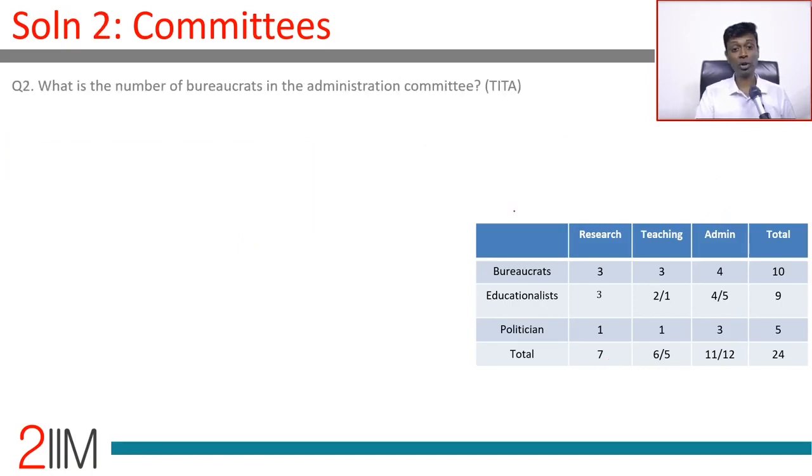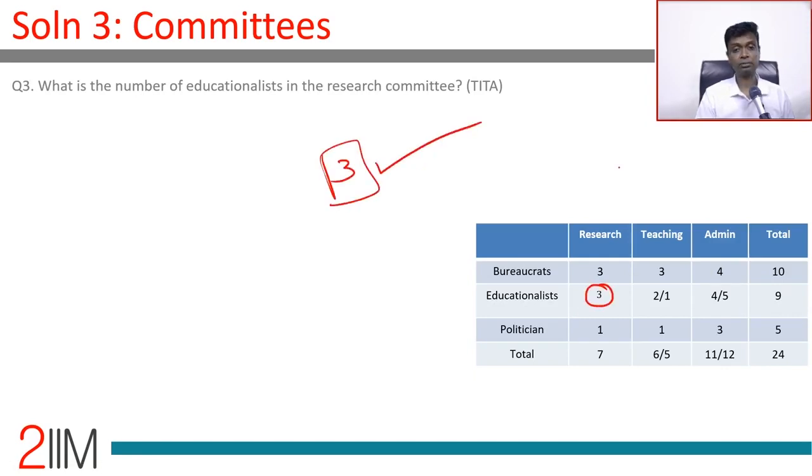What is the number of bureaucrats in the administration committee? Bureaucrats in admin, 4. Done. Very simple. What is the number of educationalists in the research committee? Educationalists, research, 3. Done.